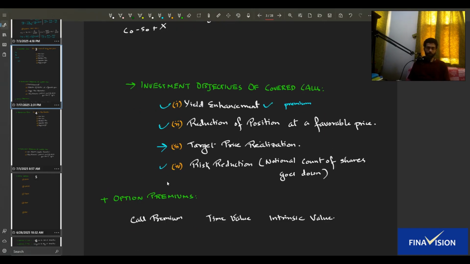Now we have been speaking about call premiums and put premiums, basically option premiums. So what does an option premium comprise of? It basically comprises of two things. One is time value and the second is intrinsic value. Time value and intrinsic value make up the total call premium. Now how do we calculate time value and intrinsic value? This is done with the help of Greeks. Now these Greeks we will be discussing right now.